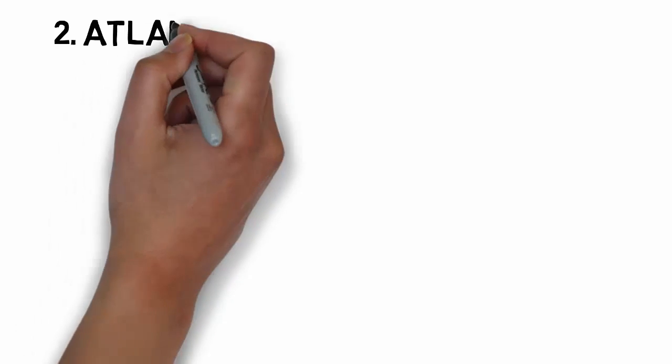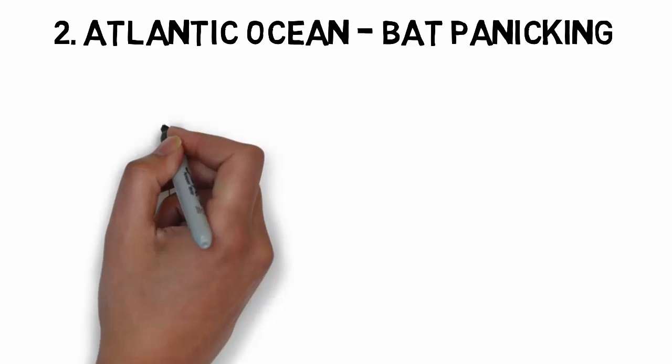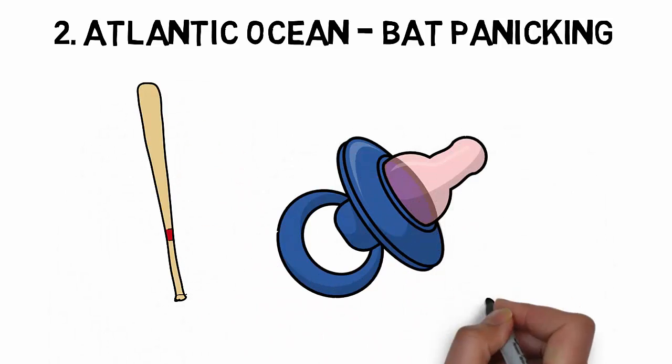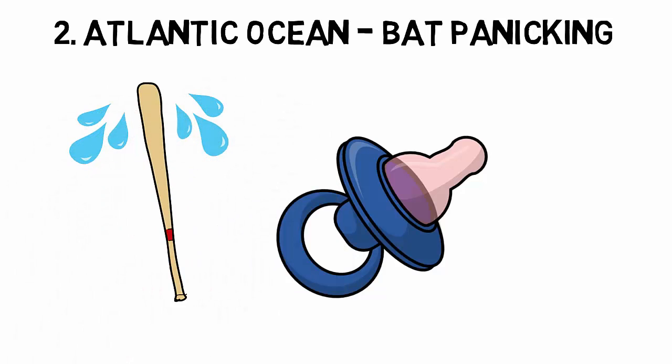The second body of water is the Atlantic Ocean. So the image for that is going to be a bat panicking. Bat, Atlantic, panic. There's kind of a connection there. So the bat sees the pacifier in the water and is freaking out and is sweating. And so the bat jumps in and saves the pacifier and gives the pacifier CPR. So that's what we're going to picture for the Atlantic Ocean.